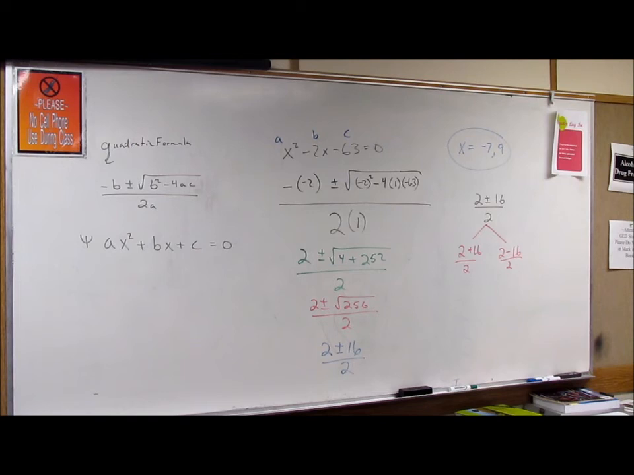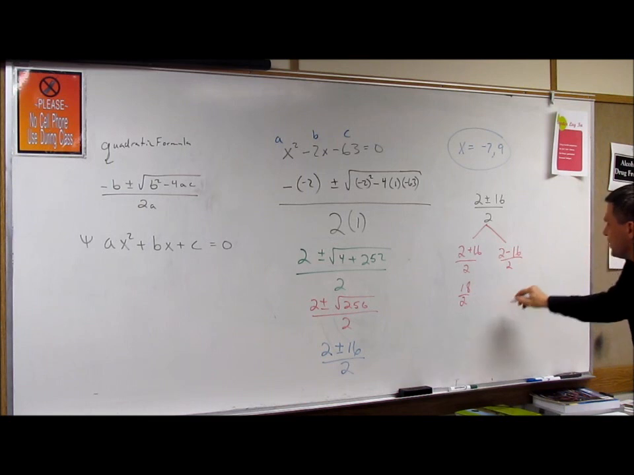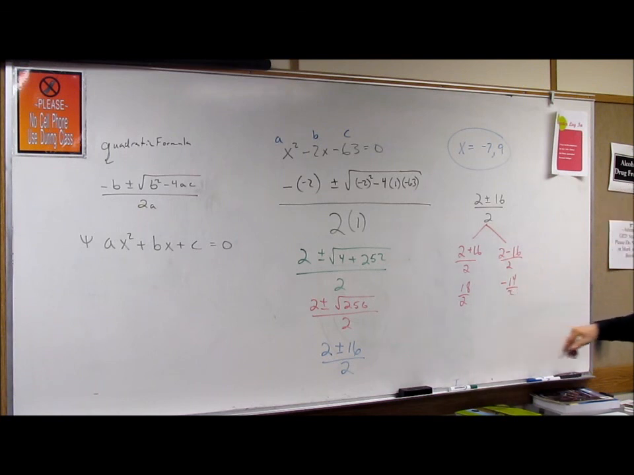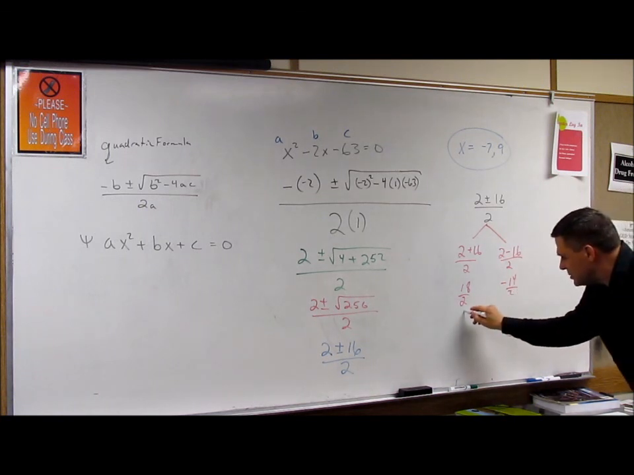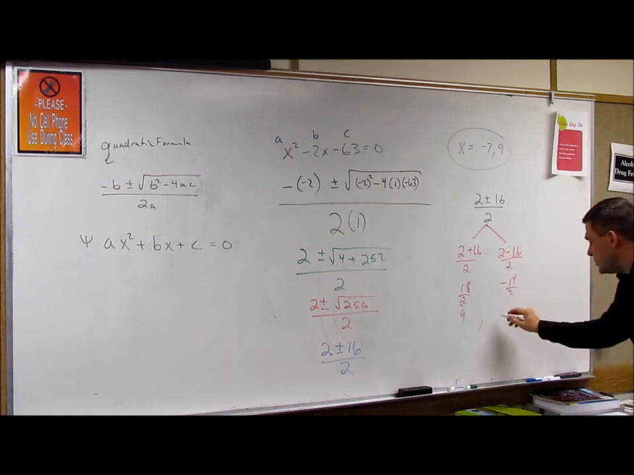Remember, when you take a square root of something, say the square root of 4, what is it? 2. Or negative 2. Because what's negative 2 times negative 2? 4. Right? So that's why we have to have the plus or minus of it. Okay? So, now we got 2 plus 16 is 18 over 2. And we have 2 minus 16, which is negative 14 over 2. So 18 divided by 2 is 9. And negative 14 divided by 2 is negative 7.